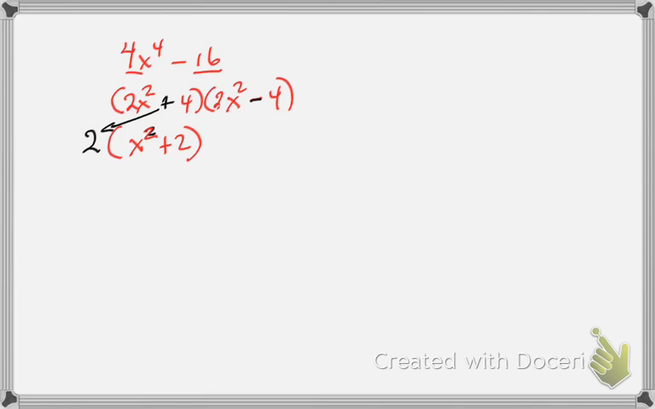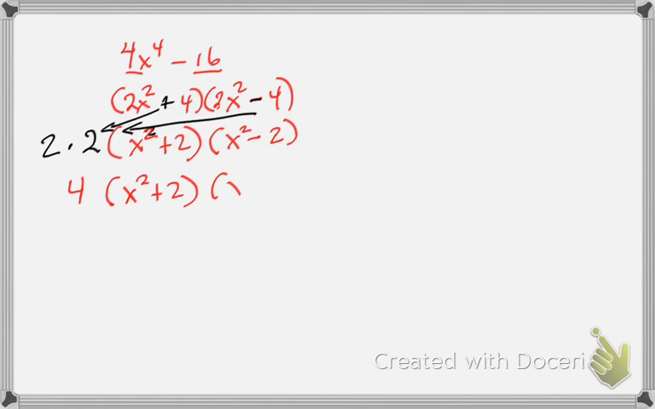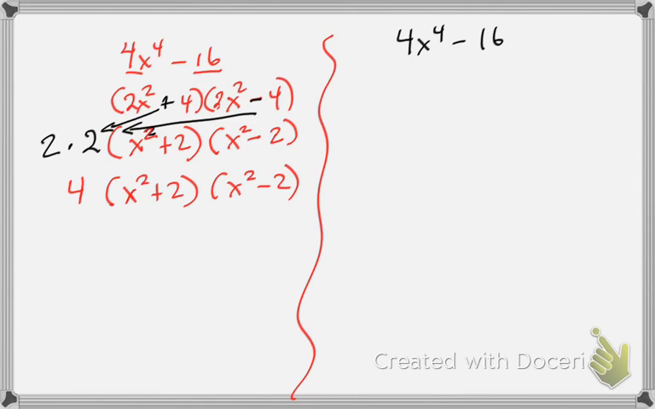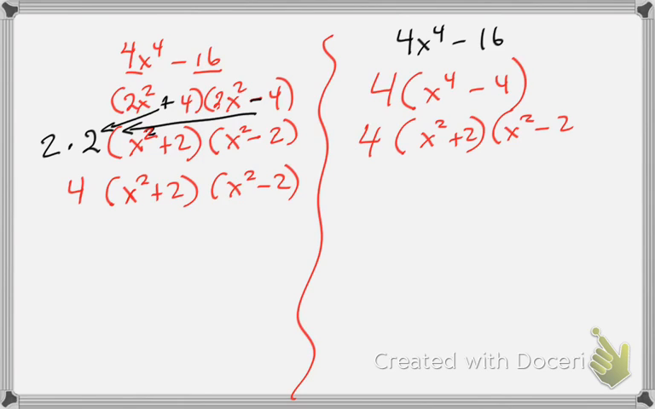Okay, and then I can factor out another 2 times 2, and we're left with an x squared minus 2. None of those can be broken down, but this can multiply to 4 times x squared plus 2 times x squared minus 2. Now, had you done what I've been advising, 4x to the fourth minus 16. Step 1, we factor out our GCF. Then I'm left with x to the fourth minus 4. 4 times x squared plus 2 times x squared minus 2.